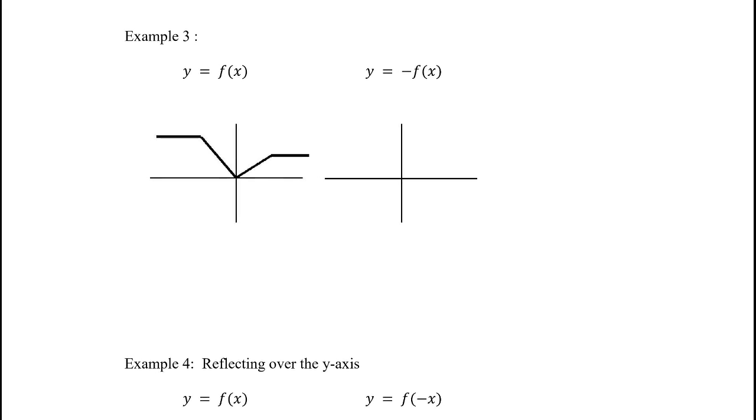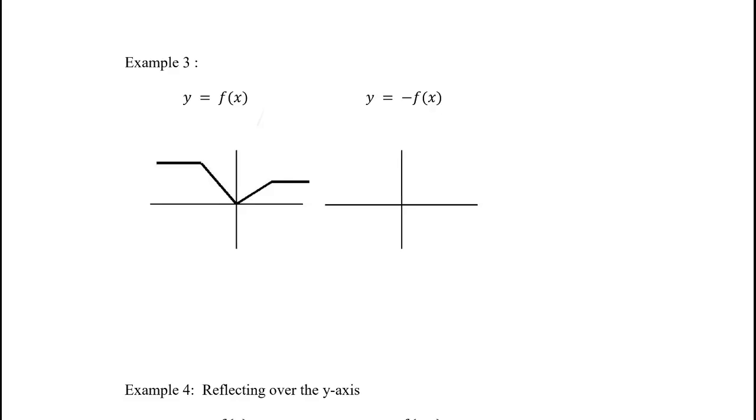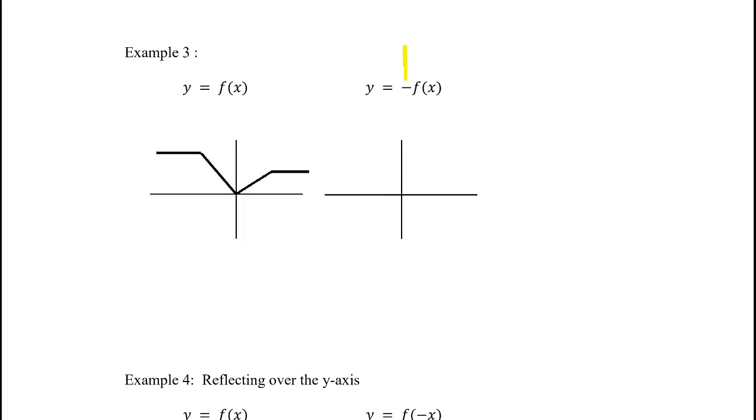Example 3. So we've got slightly better values. This time we're asked to reflect again over the x-axis. So again, because we're changing our y values.